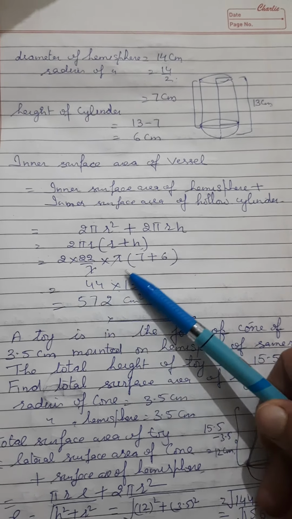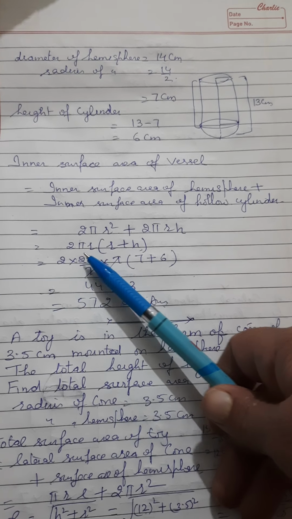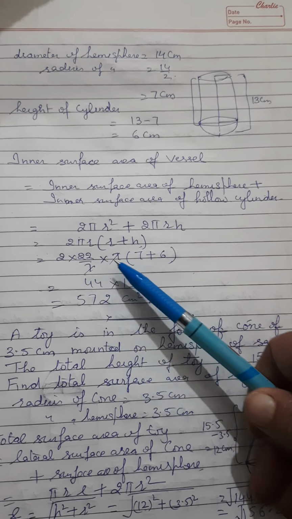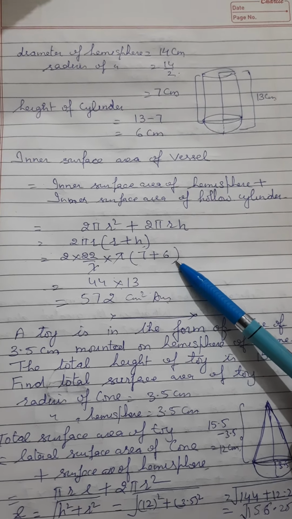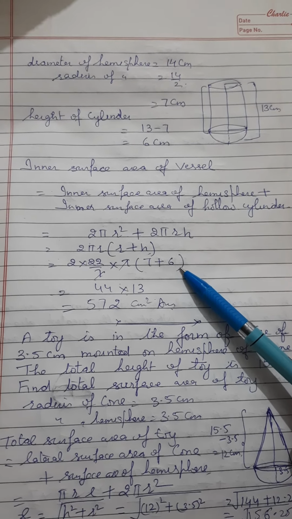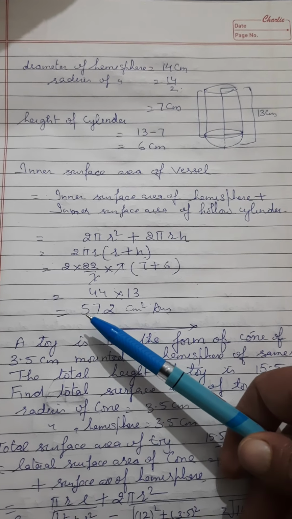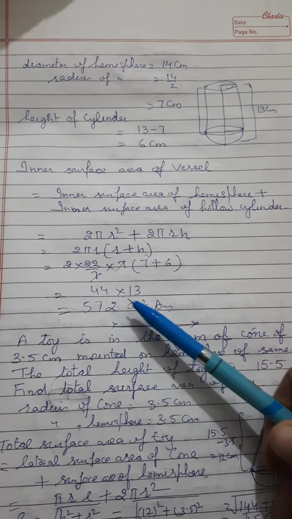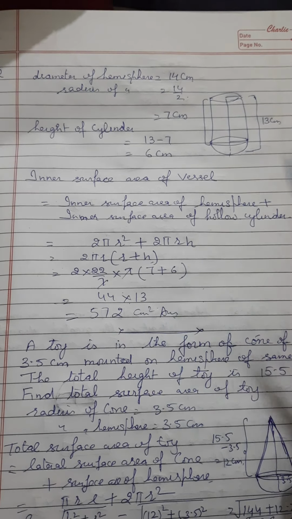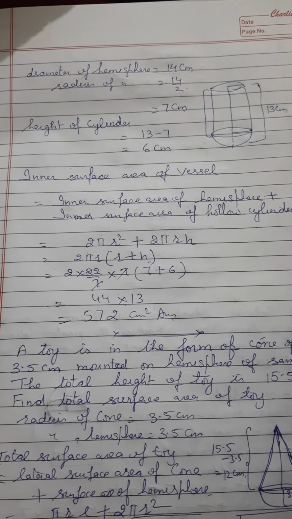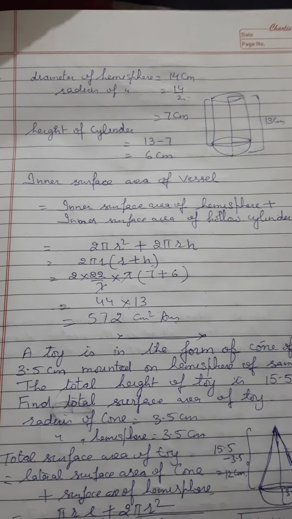Now we put the values: pi is 22/7 and radius is 7, and the height of the cylinder is 6. Now it is found to be 44 into 13. On solving we get 572 square centimeter. That is the inner surface area of the vessel.